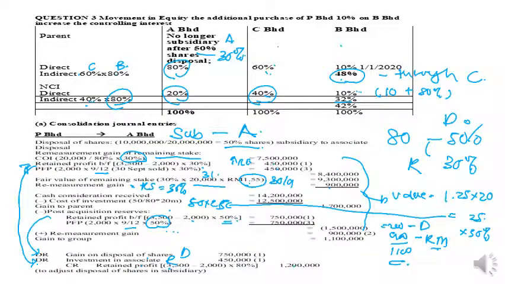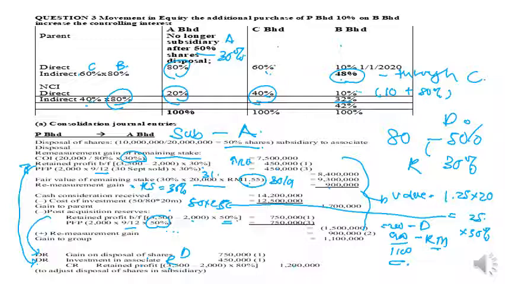Okay, proceed with the answer for question 3. Now we're going to look at the movement in the equity. At the beginning you start with 80%. After that you dispose 50%, so now it becomes only 30%. When you dispose here, it is no longer your subsidiary.